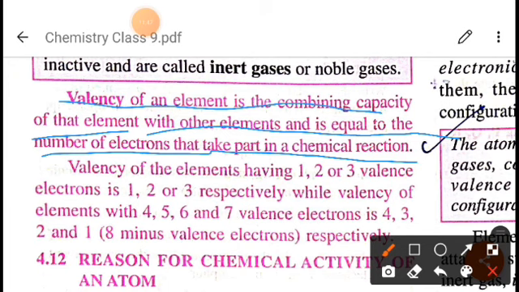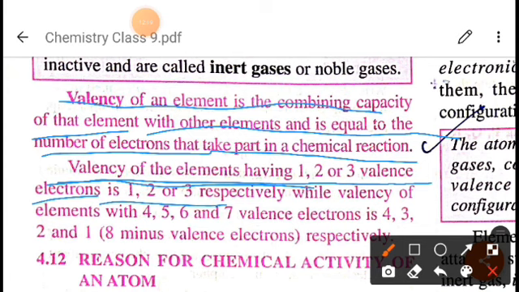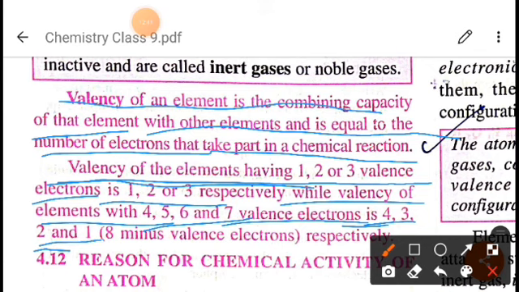Okay, so the valency of an element having 1, 2 or 3 valence electrons is 1, 2 and 3 respectively. While for the elements which have 4, 5, 6 and 7 electrons in the outermost shell, or valence shell, the valency will be 8 minus the number of valence electrons, that is 8 minus 4, 5, 6 and 7 respectively.